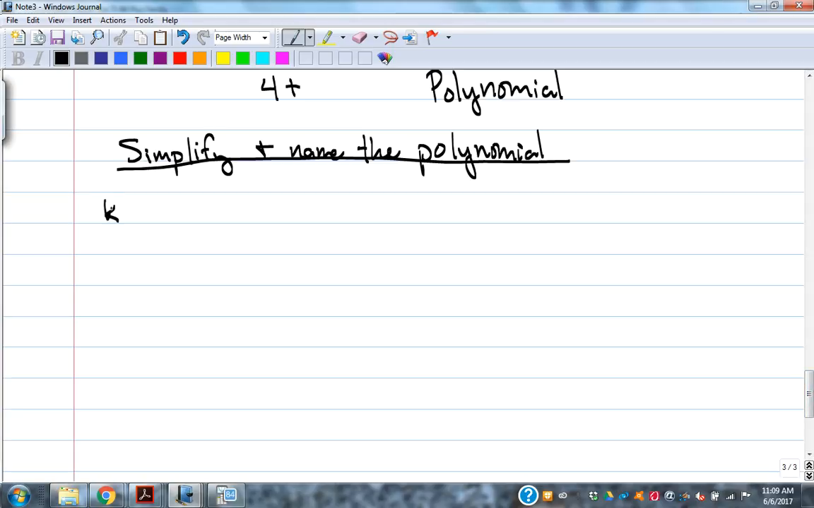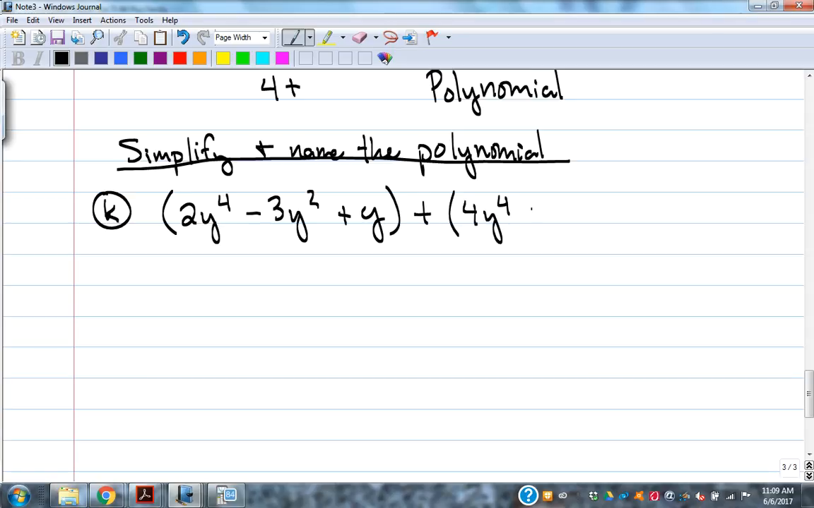Okay. So they're going to say, okay, we have 2y to the 4th minus 3y squared plus y plus 4y to the 4th plus 7y squared minus 6y. So if we're going to simplify, we're going to put what together? Like terms. Okay, so we got 2y to the 4th. It goes with what term? 4y to the 4th. So when we add those together, what's it going to be?